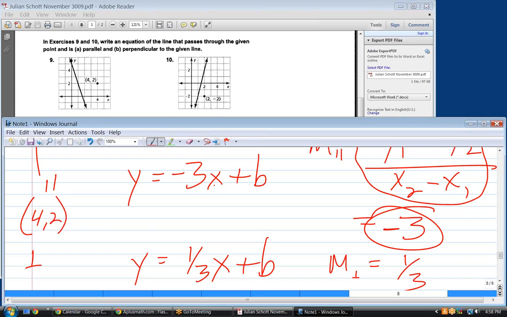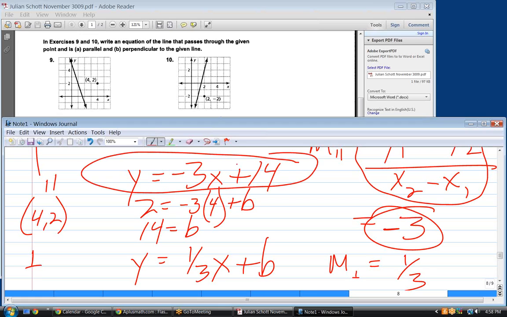So let's solve this one here. 2 equals minus 3 times 4 plus b. Do that in 2 steps and tell me what you get for b. So 2 equals negative 12 plus b, so b is 14. So that equation is that right there.